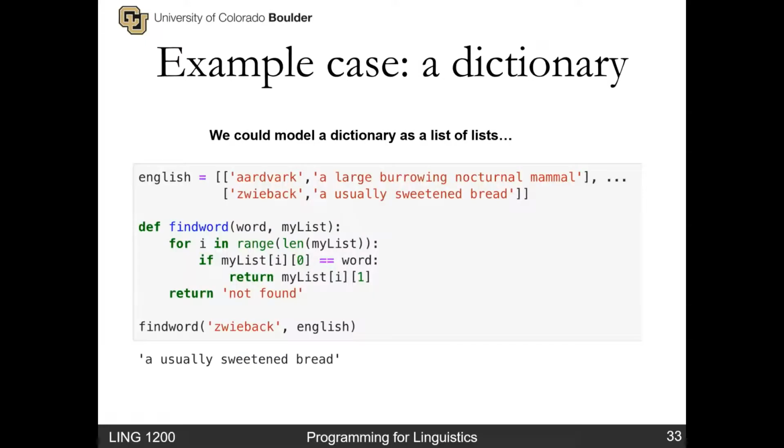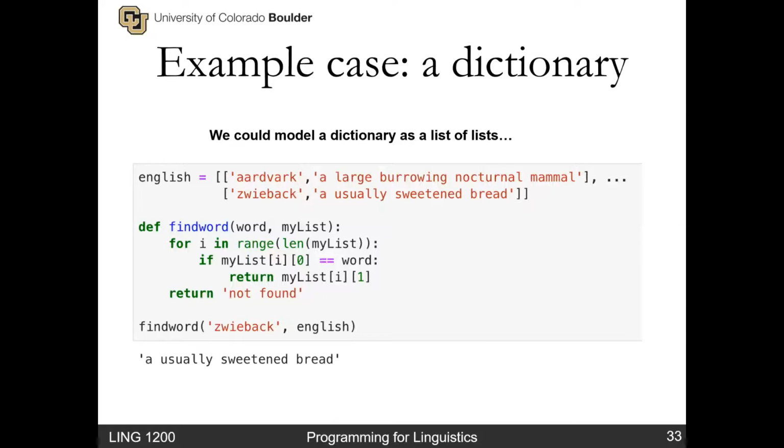Let's look at an example of when you could use a list or a dictionary, but one is definitely better than the other. We could model an actual dictionary, where we have words like aardvark and zwieback, and then we have their definition. We could model that as a list of lists, a two-dimensional list where each element in our list is another list with two items, the word and its definition.